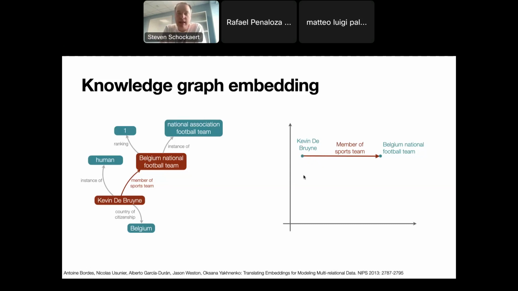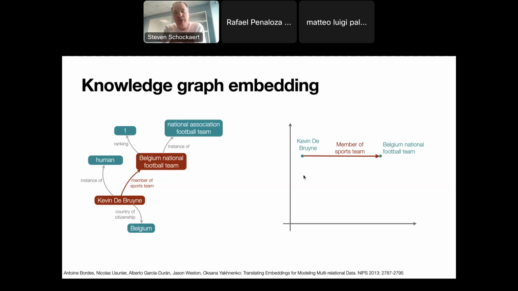And in knowledge graph embedding models, these relationships are also represented geometrically. Here in this example, this is maybe one of the simplest but best known models, called TransE, where relations are represented as vector translations. So the triple that Kevin De Bruyne is a member of the Belgian national football team is represented geometrically by the fact that if we add the translation vector that corresponds to the member of sports team relationship to the representation of Kevin De Bruyne, we end up with the representation of the Belgian national football team.